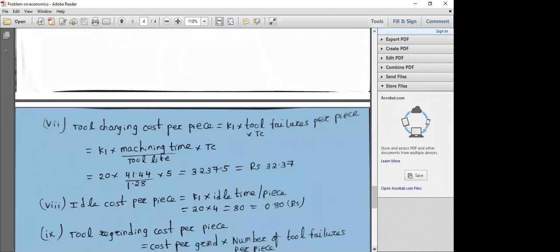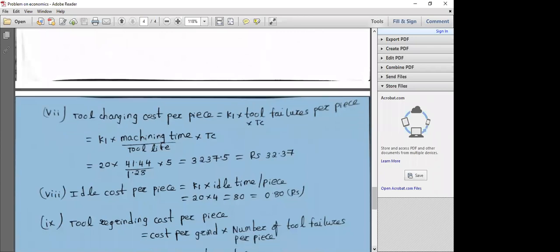So what is the tool regrinding cost per piece? So 80. 80 means here, what is 80? 80 paise, 0.80. So try to be conscious of the units. And what is tool regrinding cost per piece? Tool regrinding cost per piece also you have to take into consideration.